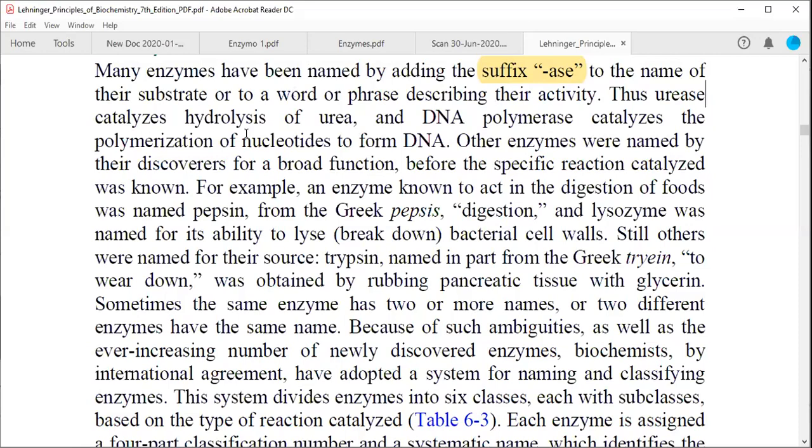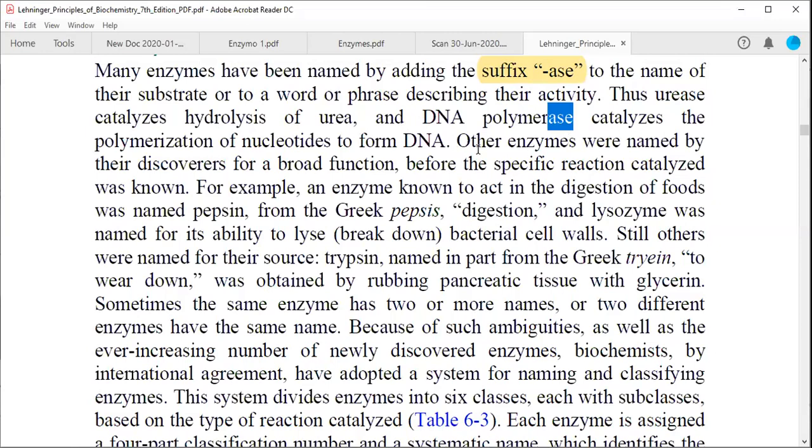Urease catalyzes hydrolysis of urea, and DNA polymerase, it is also having "ase", catalyzes the polymerization of nucleotides to form the DNA. So actually these terms were first given based upon their function. Whatever the function of that particular enzyme, the name was given in that way only. Then certain other enzymes were discovered, and their nomenclature has been modified.